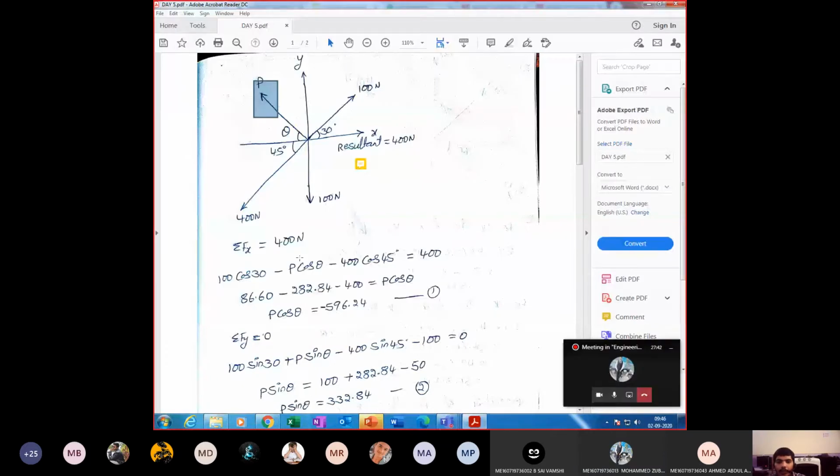Next, one more force is there, 400. I want to bring this force along this axis, because my intention is to resolve the forces horizontally. If I bring this force along this axis, theta lies to the x axis only. 400 cos 45. Positive or negative? Negative. Minus 400 cos 45, that is equal to 400 Newton, because it is given in your question. Till this point, is there any doubt?